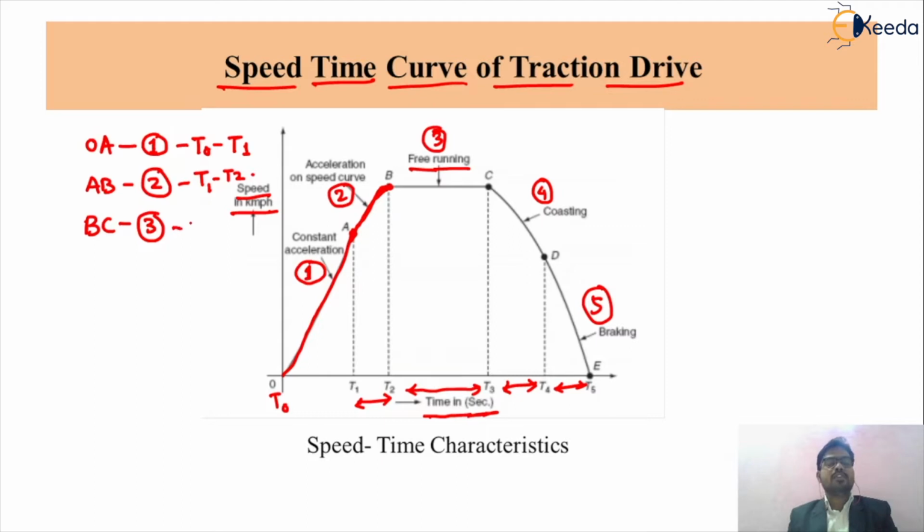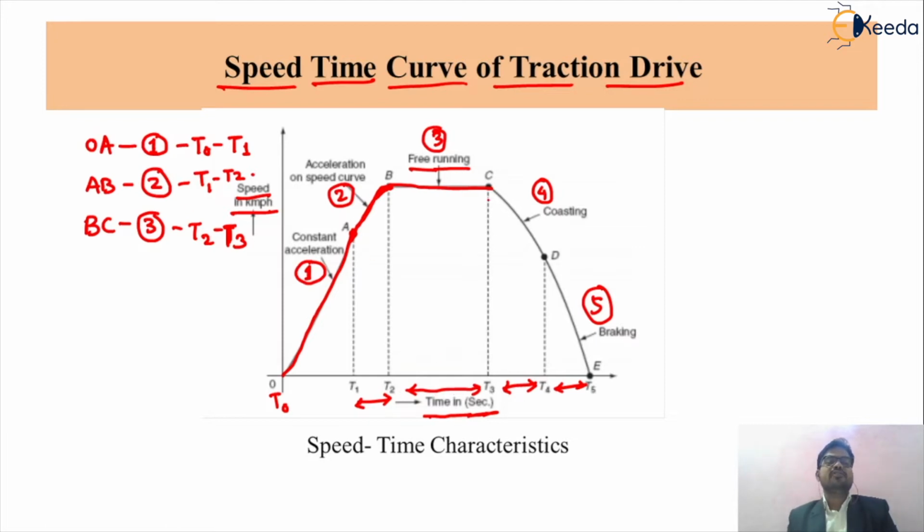So the time duration for this free running period will be from t2 to t3, in which the motor will basically be running at a normal speed. That's why this speed is called the free running speed or the constant speed. While we are considering the main line service, the free running period will be very large. This period is called BC, that is the free running period, from T2 to T3, and the duration is measured in seconds.